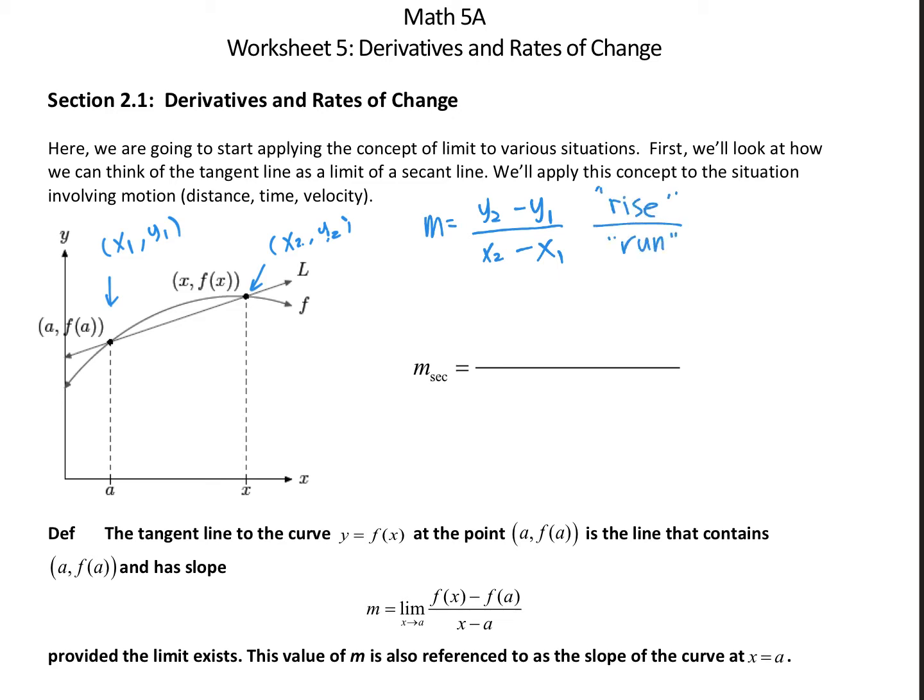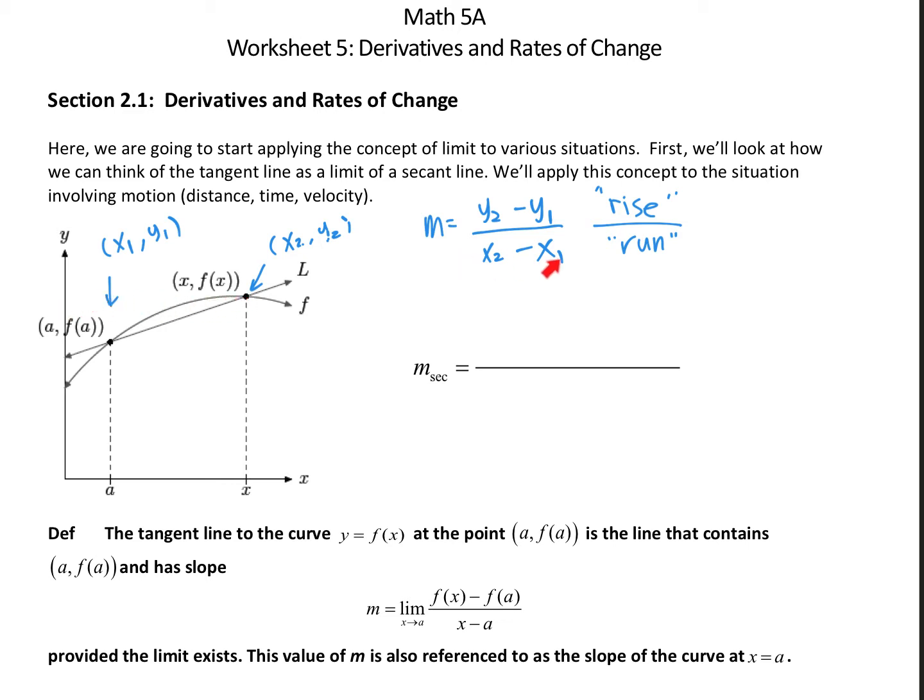In our case, x1, y1 is this point. x1 means just the x coordinate of this point, which is a. y1 just means the y coordinate of this point, which is f of a. Also, for this point right here, x2 is the x coordinate of this point, which is just x. And then y2 is the y coordinate of this point, which is f of x.